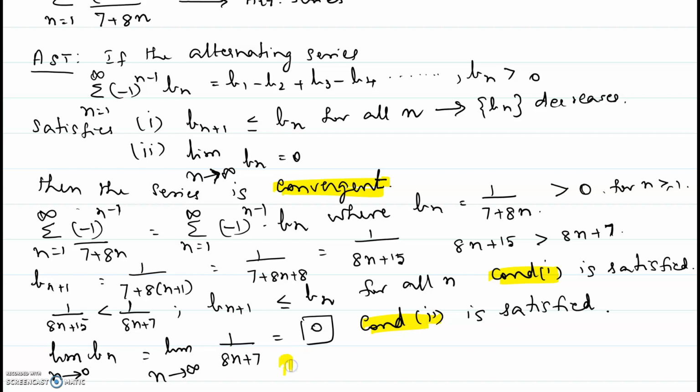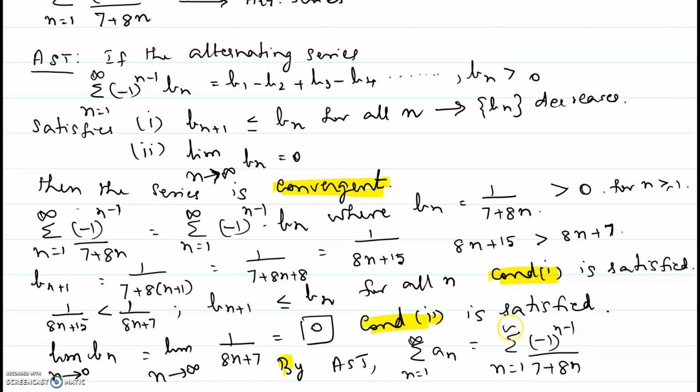So by the alternating series test, we conclude that sigma an, which is the alternating series, sigma negative 1 to the power of n minus 1 over 7 plus 8n, is convergent.